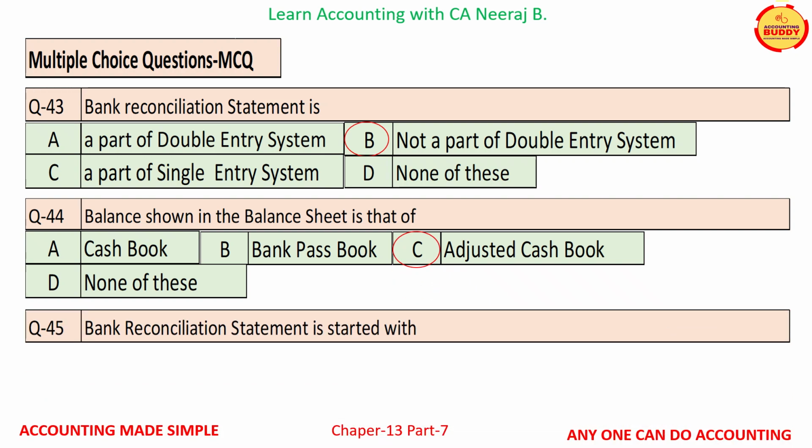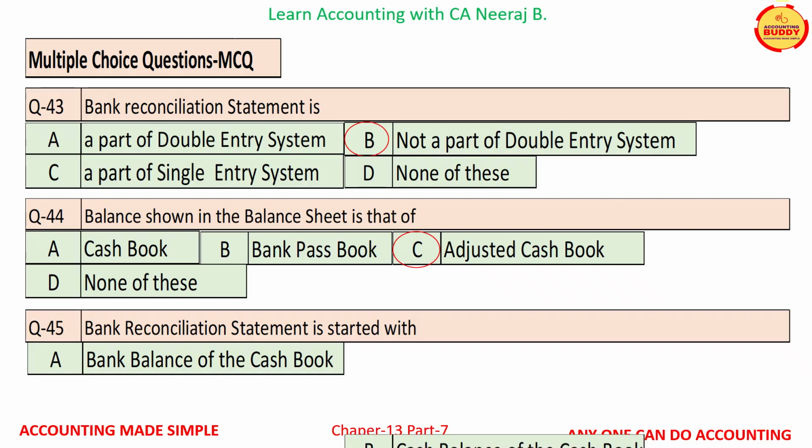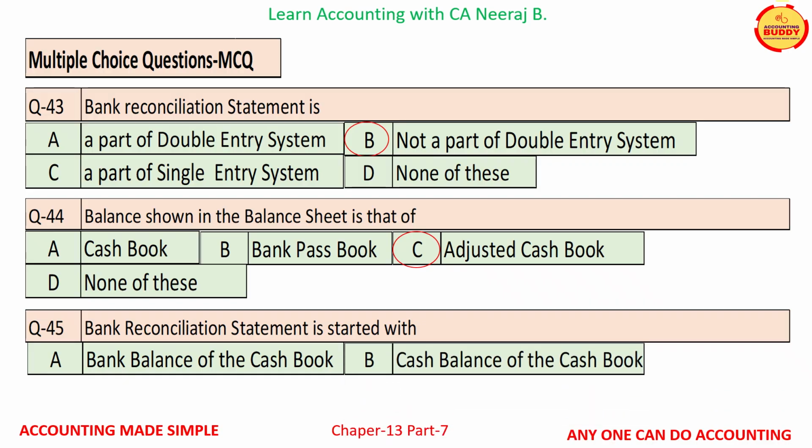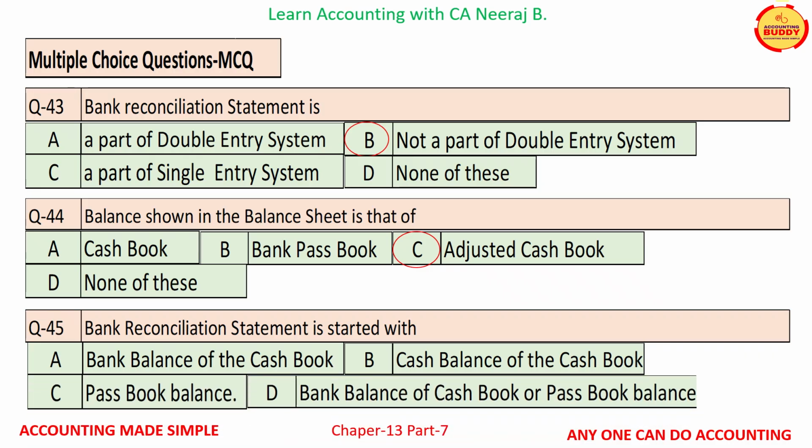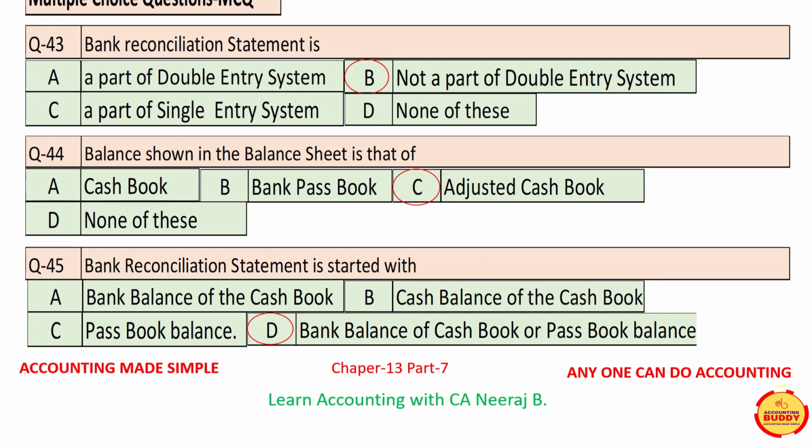Question number 45: bank reconciliation statement is started with, options available are option A, bank balance of the cash book, option B, cash balance of the cash book, option C, passbook balance, and option D, bank balance of the cash book or passbook balance. And the correct option is option D.